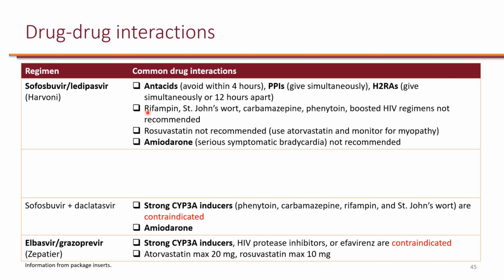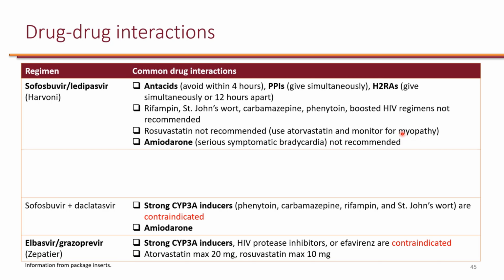So for example, rifampin and St. John's wort, they're P-glycoprotein inducers, and their concomitant use with Harvoni is not recommended, along with some other agents. When it comes to statins, rosuvastatin is not recommended. It's okay to use atorvastatin, which you will most commonly see in practice. And for those patients, you should just monitor for symptoms of myopathy.